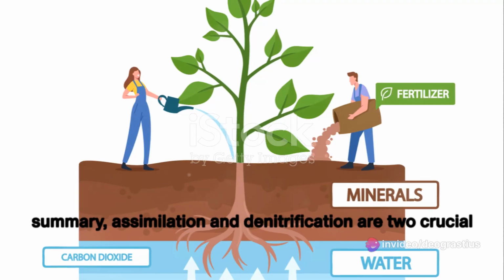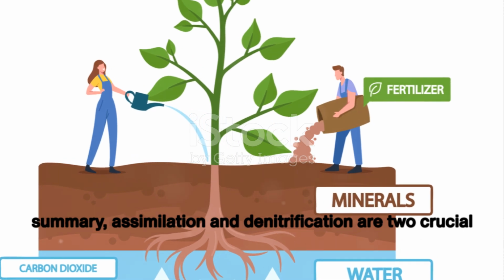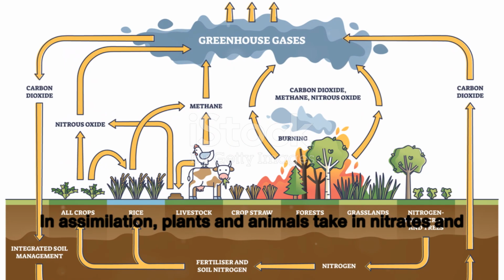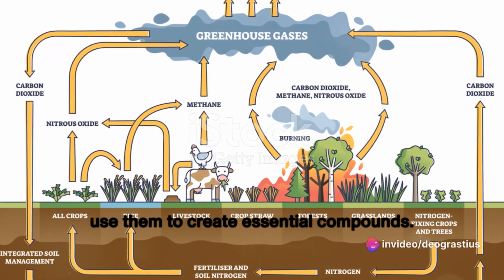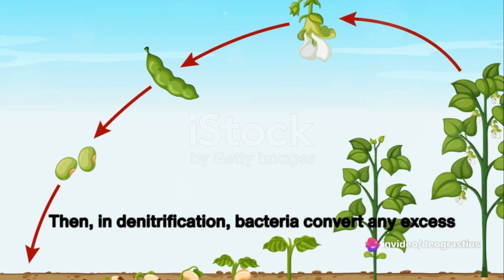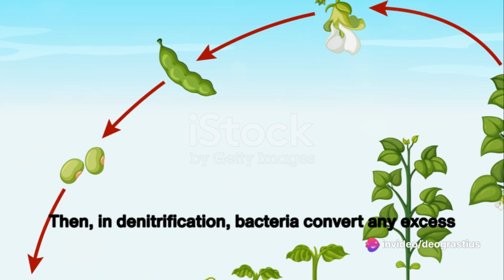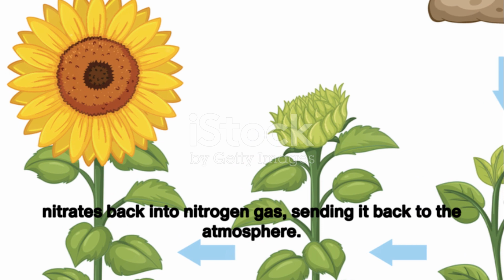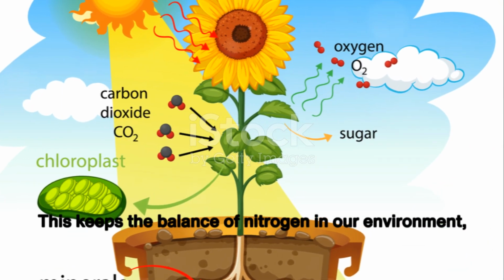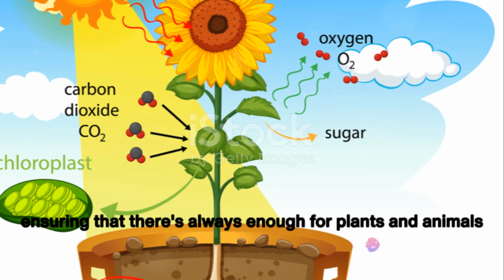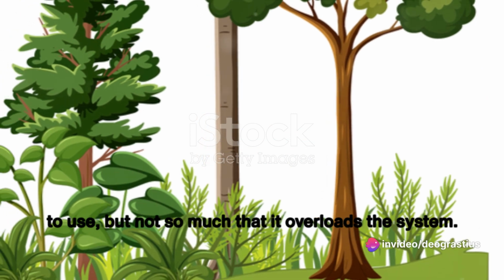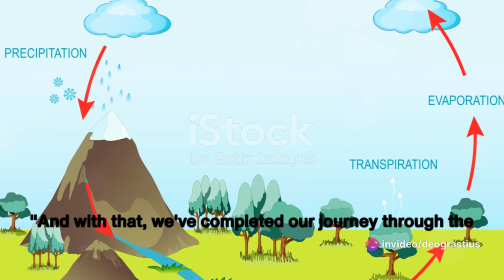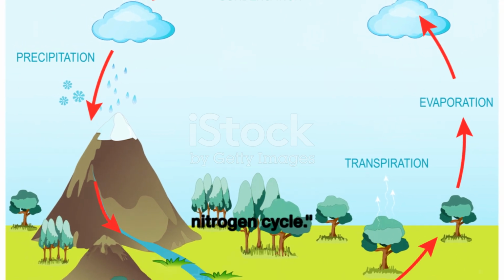So in summary, assimilation and denitrification are two crucial steps in the nitrogen cycle. In assimilation, plants and animals take in nitrates and use them to create essential compounds. Then, in denitrification, bacteria convert any excess nitrates back into nitrogen gas, sending it back to the atmosphere. This keeps the balance of nitrogen in our environment, ensuring that there's always enough for plants and animals to use, but not so much that it overloads the system. And with that, we've completed our journey through the nitrogen cycle.